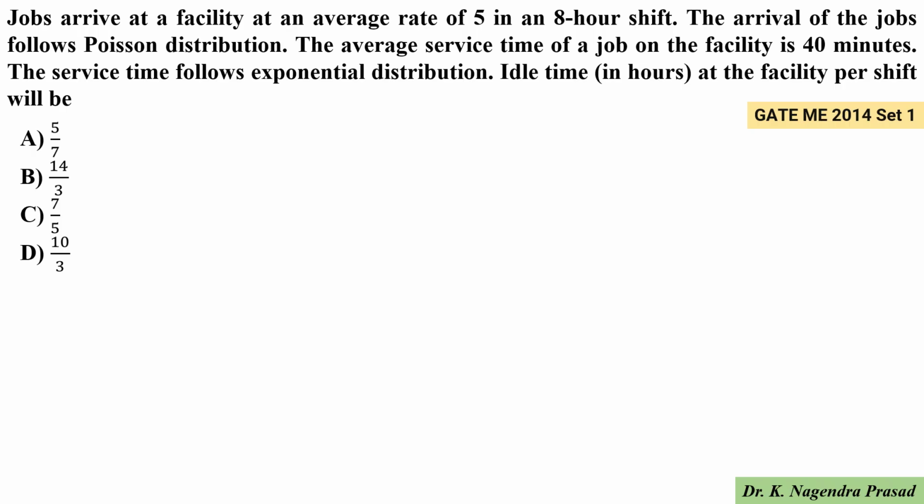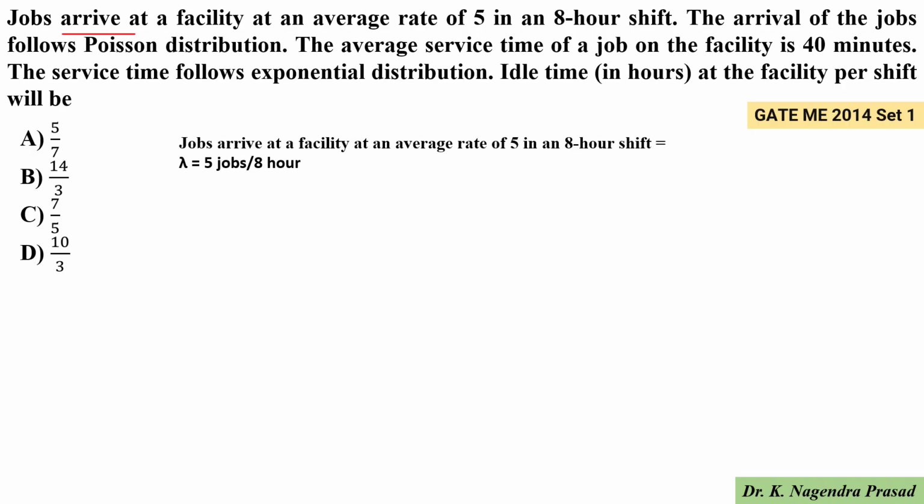Jobs arrive at a facility at an average rate of 5 in an 8-hour shift. So here the arrival rate is given. Jobs arrive at the facility at an average rate of 5 in an 8-hour shift, so lambda equals 5 jobs per 8 hours. The arrival of the jobs follows a Poisson distribution. Average service time of a job on the facility is 40 minutes.